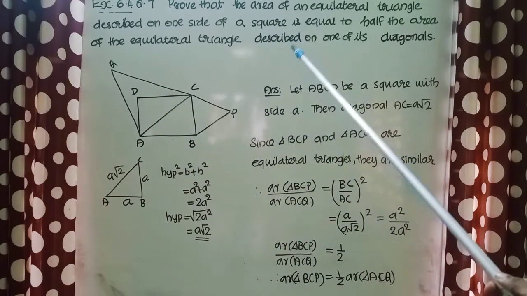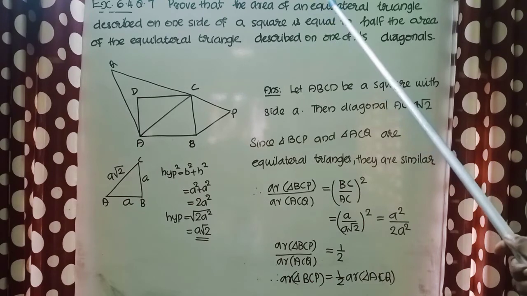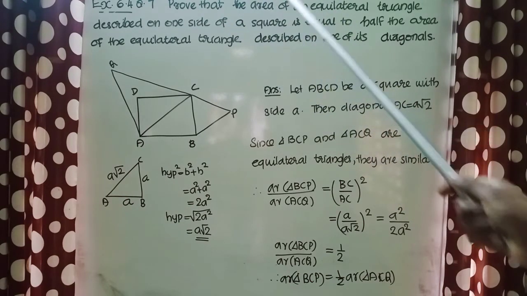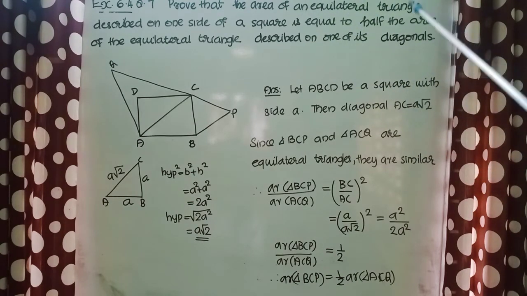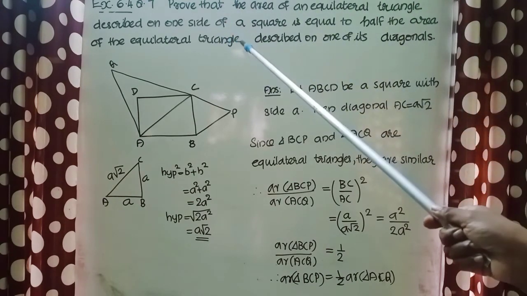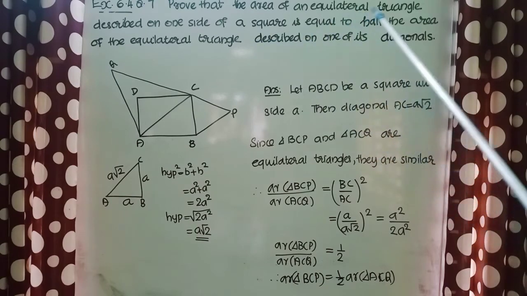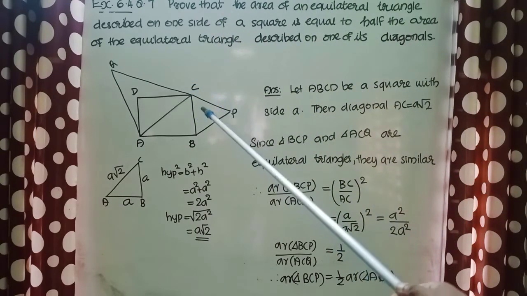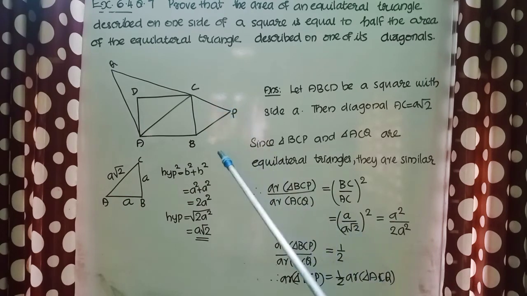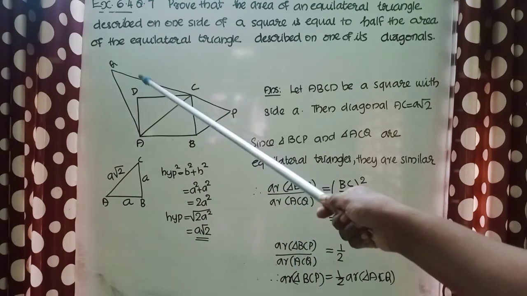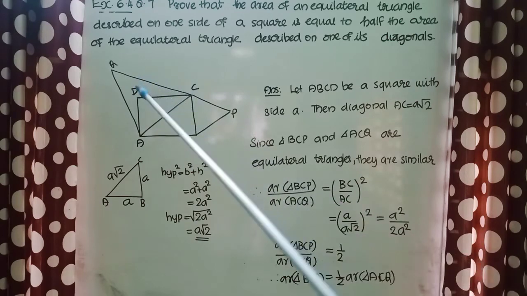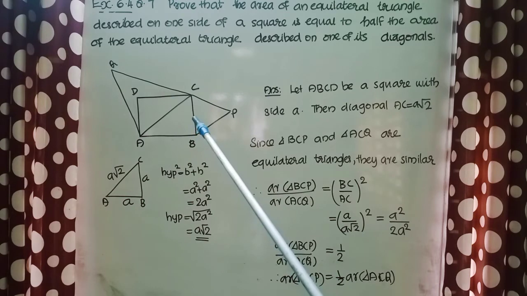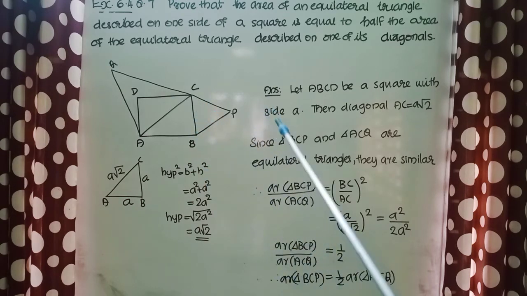So we need to prove the area of the equilateral triangle described on the side is equal to half the area of the equilateral triangle described on the diagonal. That is, we need to prove area of this triangle BCP is equal to half the area of this triangle ACQ. This BCP and ACQ both are equilateral triangles.